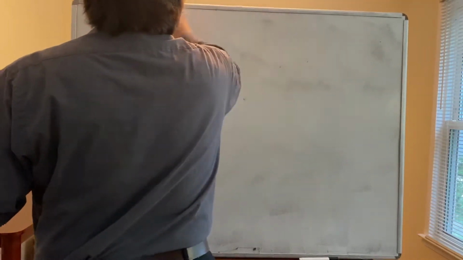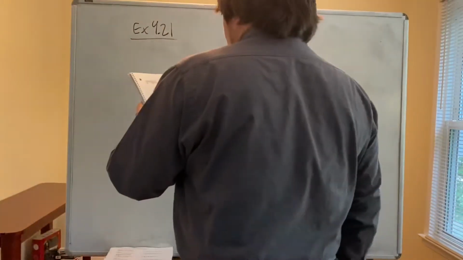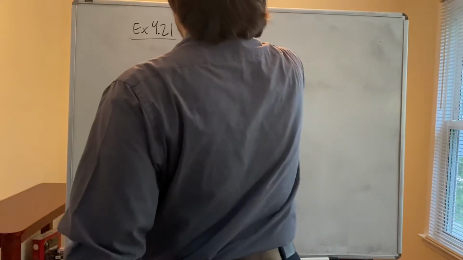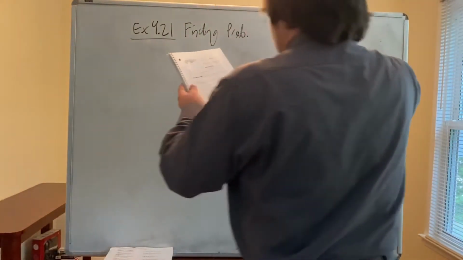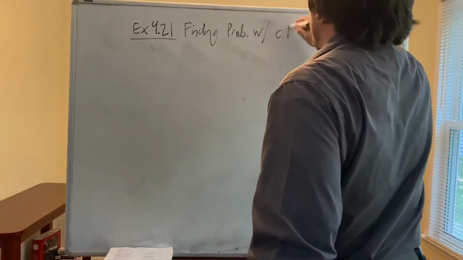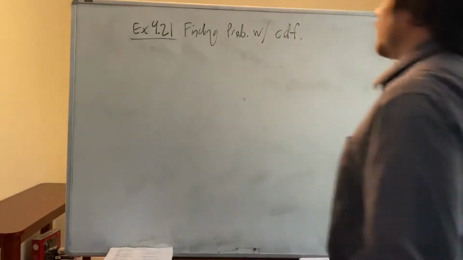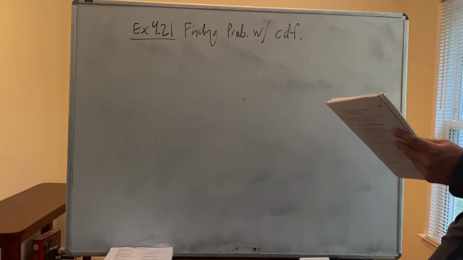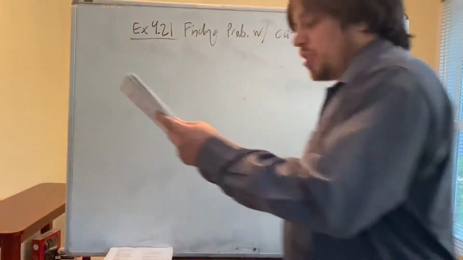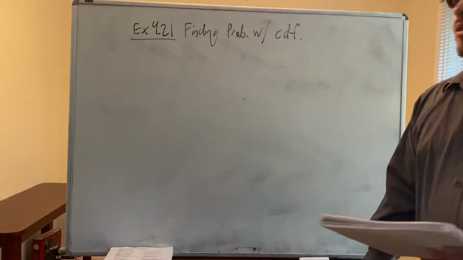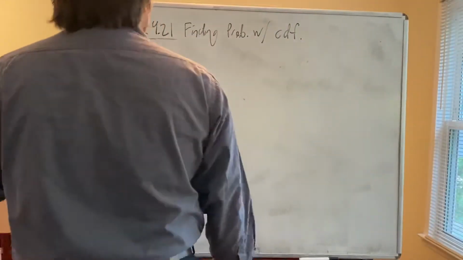Example 4.21, finding the probability with the cumulative distribution function, the CDF. Okay, so we're going to have a cumulative distribution function, and we want to find certain probabilities using it.